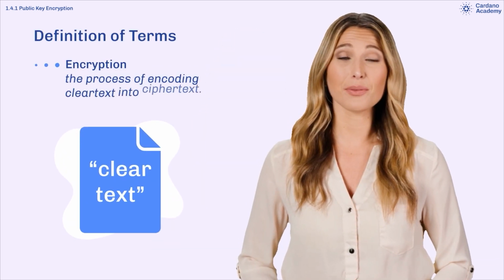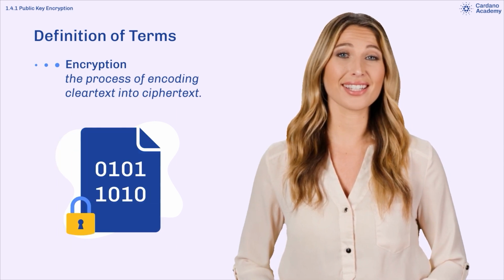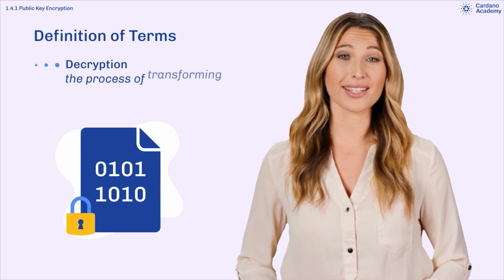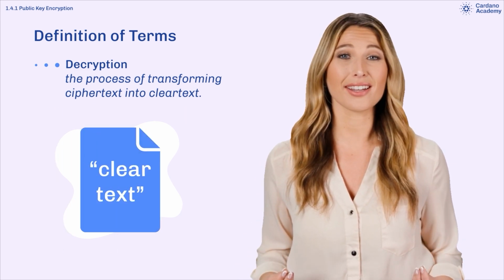Cryptography is the science, encryption is the method. Encryption is the process of encoding understandable text into something you can't understand. Technically, encryption is encoding clear text, what you understand, into ciphertext. The reverse process, transforming ciphertext into clear text, is decryption.